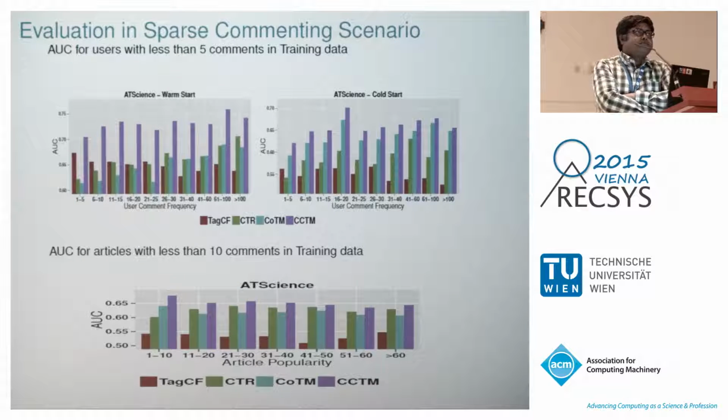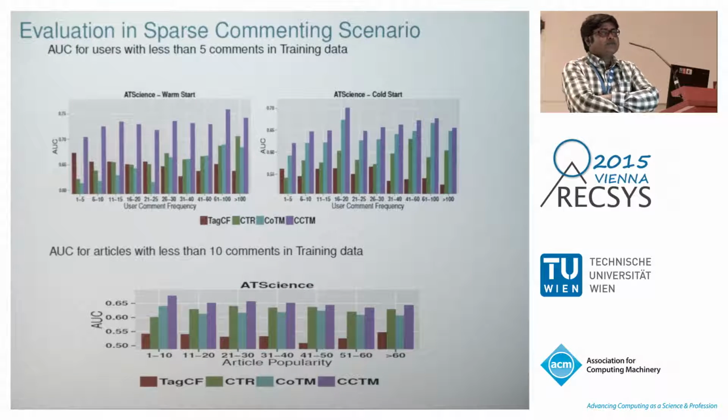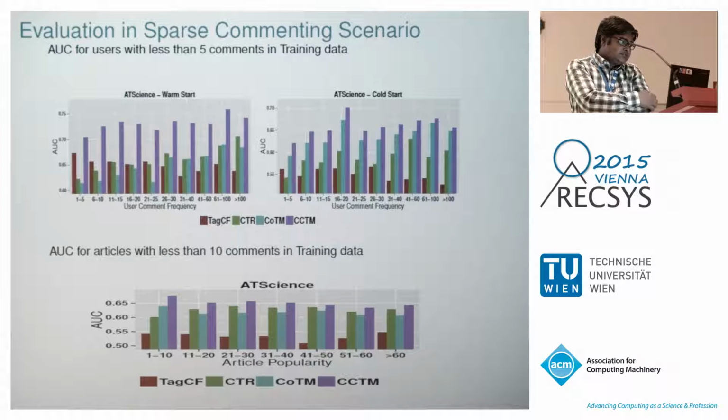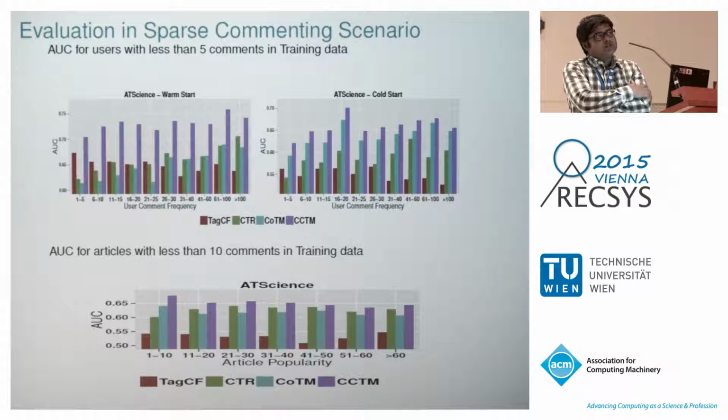Another evaluation is the sparse commenting scenario. For example, for users who have less than 5 comments, how do we model their commenting interest? And if the articles have less than 10 comments, in this kind of heavy-tailed situation, how is it modeled suitably by CCTM? We again used the area under the curve, and we see that CCTM, our proposed method, is outperforming other methods quite well. This again shows the importance of the content, and how, based on the content, we can model the user's commenting interest, and that can be effective in recommending.